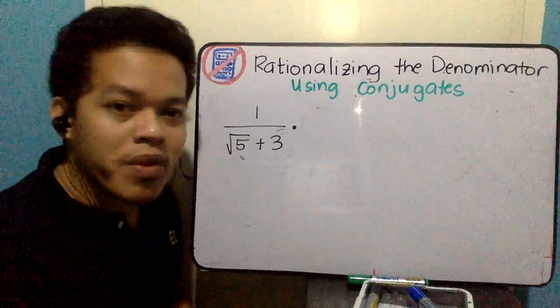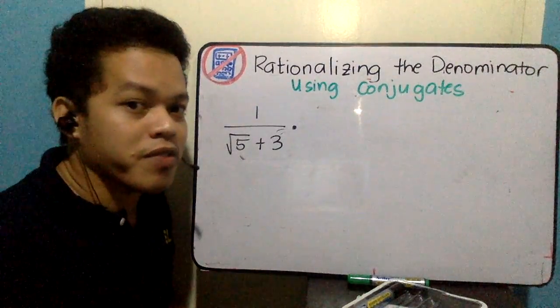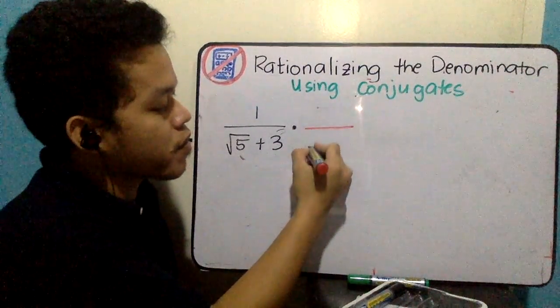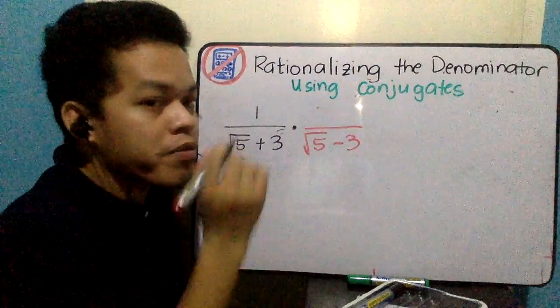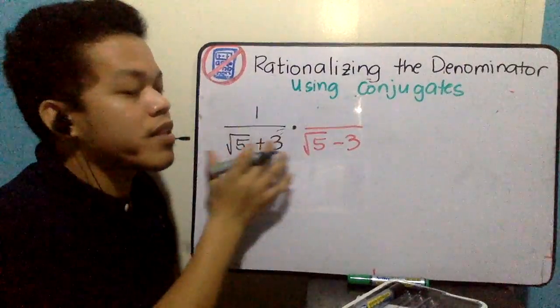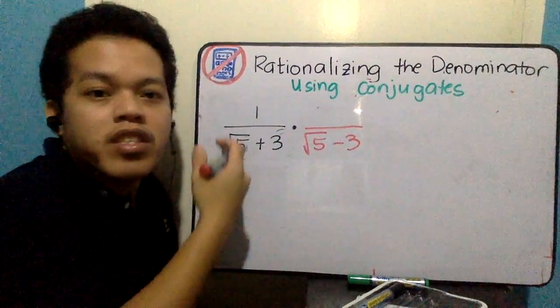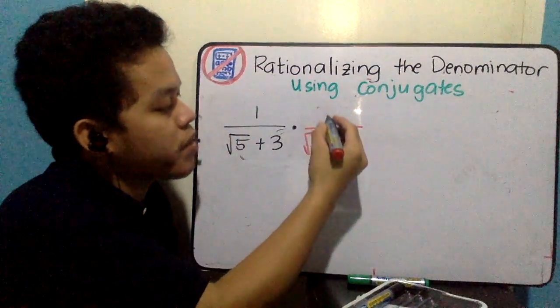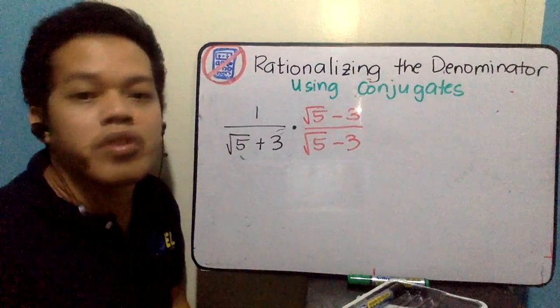That means maybe we can apply the idea of conjugates here. Let's try. What is the conjugate of square root of 5 plus 3? The conjugate of square root of 5 plus 3 will be square root of 5 minus 3. And remember that you have to multiply this whole thing by 1 to make the value equal, so it will not change the value of the original expression. So I also have to do the same thing in the numerator.